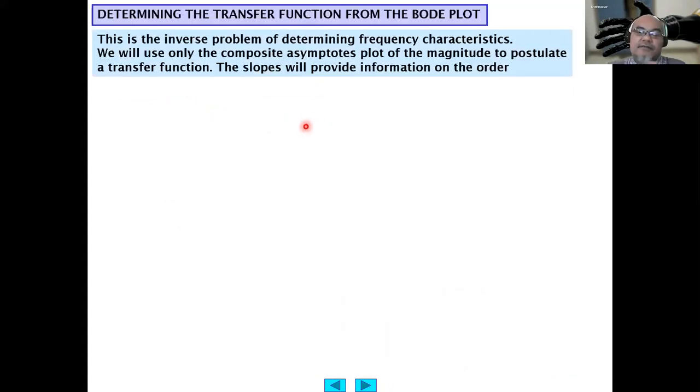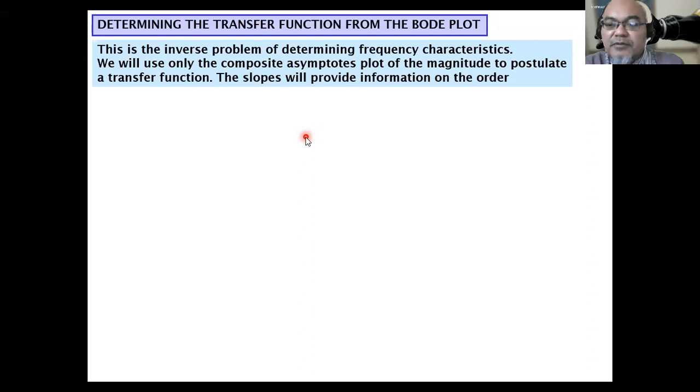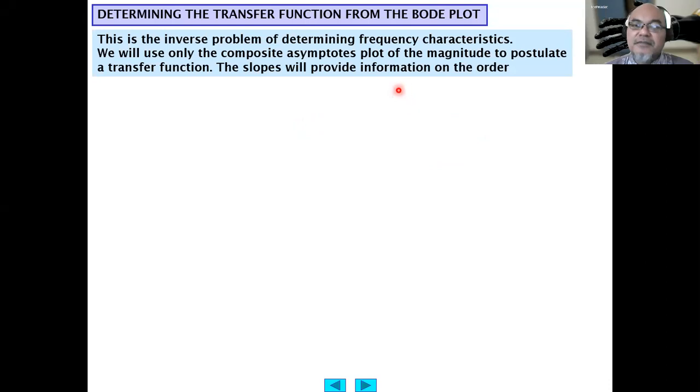Okay, the previous examples show us how to estimate the Bode plot from the corresponding transfer function. Now, can we determine the transfer function from the Bode plot? So this is the inverse problem. The Bode plot is given, and we try to estimate the transfer function. We will use only the composite asymptotes plot of the magnitude to postulate the transfer function.